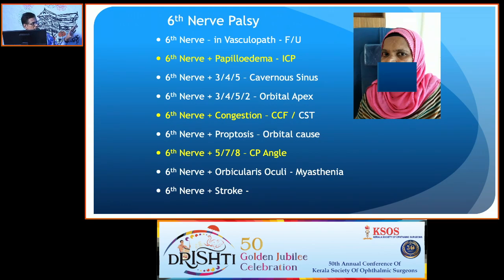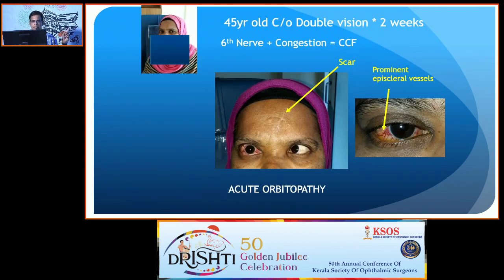And I said, if you are thinking somebody presenting like a sixth nerve with orbicularis oculi weakness, think of myasthenia. So this is the lady I showed you with the scar. So she came with double vision. You can see she has a head turn or face turn, and you can see she's got a congestion in the left eye, and I asked her to look to the right side. You can see the eye does not move, but you see the prominent vessels.